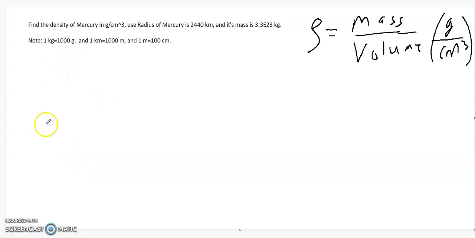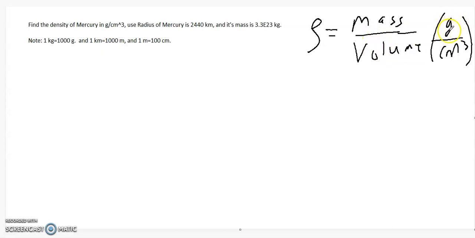All right, here's the problem. This is just a density problem. So just as a reminder, density gets the symbol rho. The actual value of it is the mass of something divided by the volume.